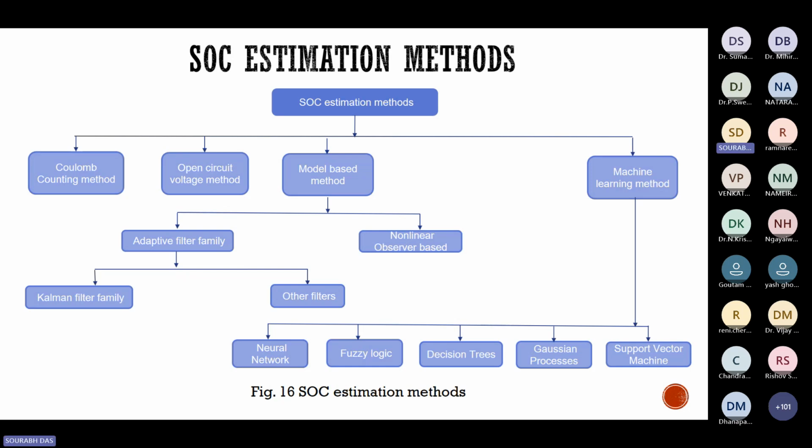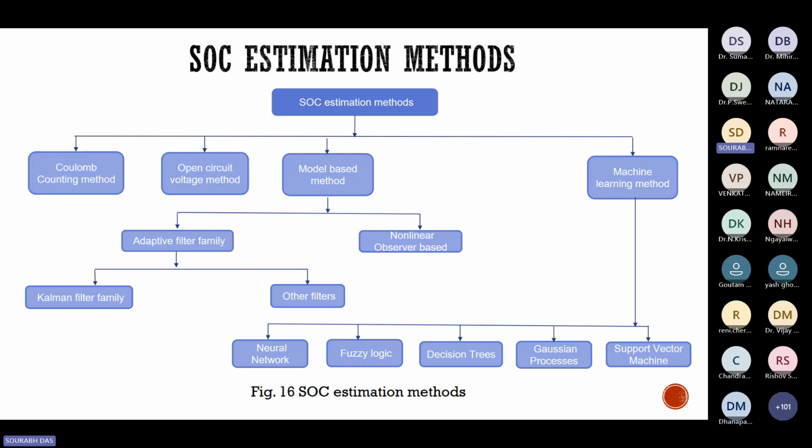But the main disadvantage is that, due to sensor noise and integration accuracy, accumulative errors may come due to the noise. So to accurately estimate the SOC using the Coulomb counting method, accurately estimated parameters are required. Next is the open circuit voltage method.